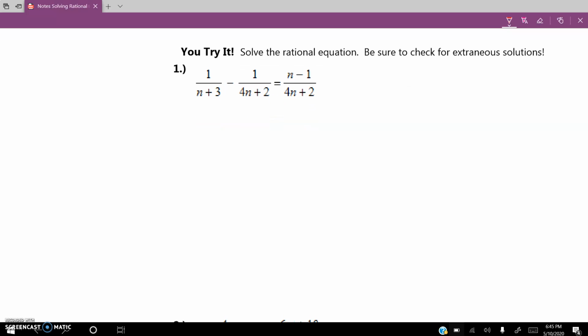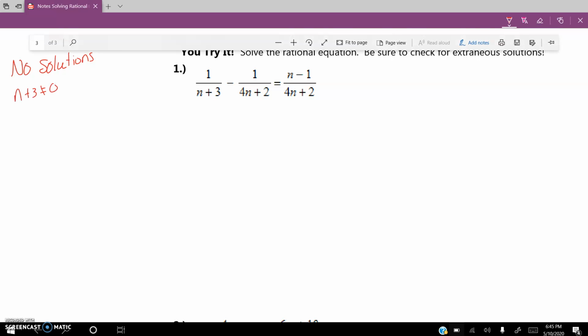Let's do one more example from the tries. Let's do example number 1. So again, no solutions. Things that are not allowed to be solutions. N plus 3 cannot equal 0. So n cannot be negative 3. And then 4n plus 2 cannot equal 0. So 4n cannot equal negative 2. N cannot equal negative 1/2. Those are my two solutions that will not be allowed.